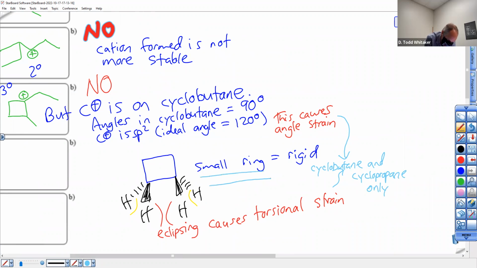Small ring is rigid. All other rings are not as rigid, so we can get away from torsional strain by doing rotation. And angle strain. Well, the angles get bigger as your rings get bigger. So angle strain goes away too. So if you had to say in words why this rearrangement doesn't happen, you'll say because you're creating too much strain, ring strain and torsional strain. You should tell me you know about both. Okay?